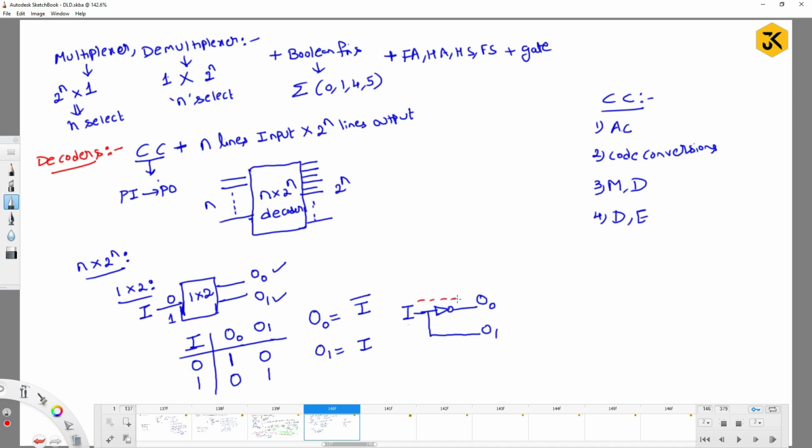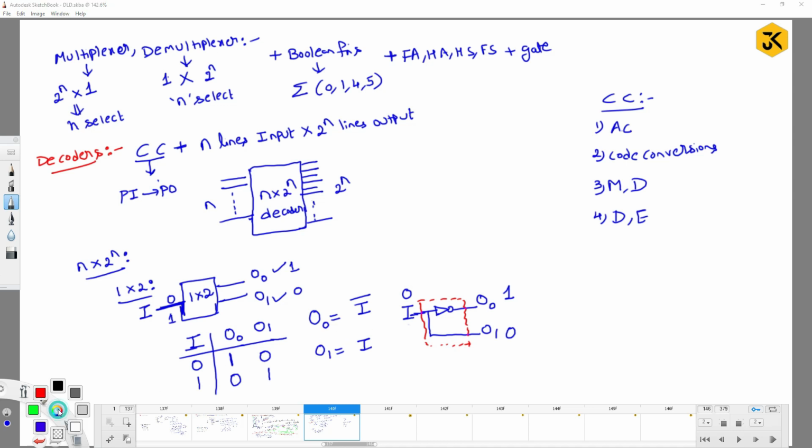If you observe the structure, it will look like this. Whatever input you pass will be produced as output based on the input you are passing. So if you pass 0 here, it will be passed through the NOT gate. Here you are going to get 1 and here you are going to get 0. So if I pass 0 here, what outputs are we going to get? 1 and 0.